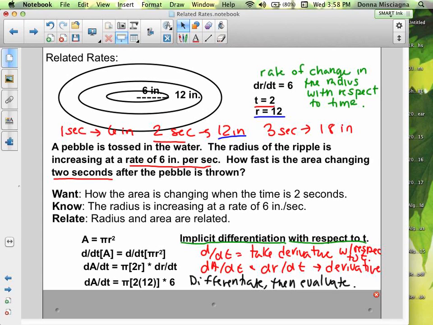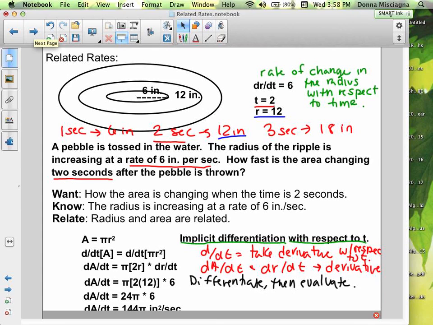So notice we didn't really plug in the time at all, but we used the time to find what the radius would be. Sometimes you have to do that. Sometimes you're just told what the radius is. Okay? All right, so now all I've got to do is multiply. So 2 times 12 times 6 is going to give me 144 pi inches squared. We can see that. So that's the rate of change in my area.